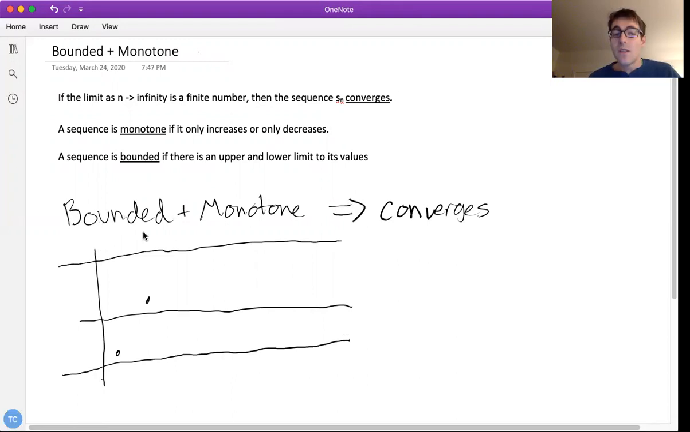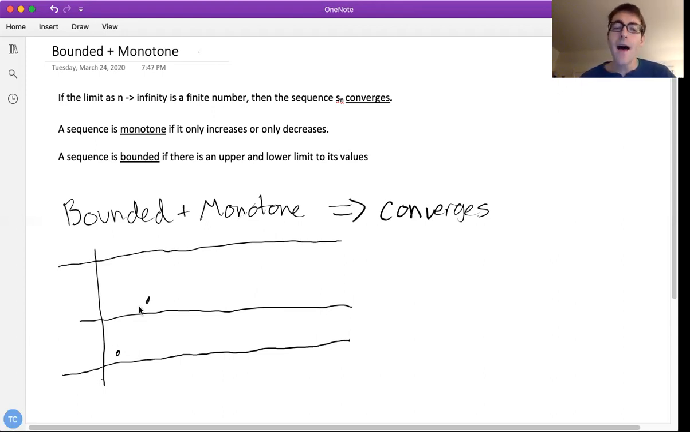Okay, so if a sequence is bounded and monotone, we want to explain why that means that it also must converge. Well, if it's just bounded, if we ignore this monotone piece, we could have a sequence that sort of oscillates back and forth, something like cosine. Those values don't necessarily converge. They're going to end up continuing to oscillate as we go on and on. There's no single value that they approach.